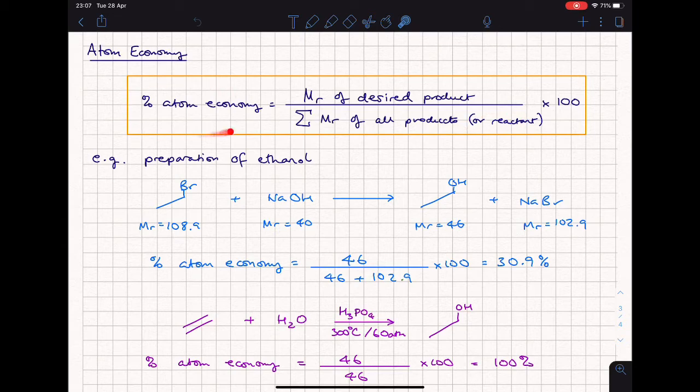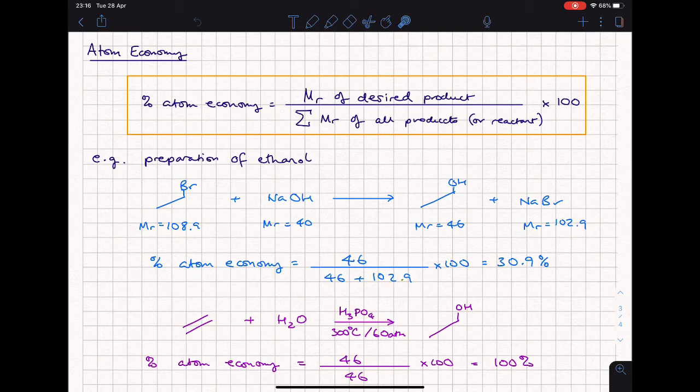The percentage atom economy of a reaction tells us how much waste there would be for a reaction, even if there's 100% yield in performing the reaction. The higher the atom economy of a reaction, the less waste there is for the reaction. And if you've got 100% atom economy, then there'd be no waste at all for that reaction.